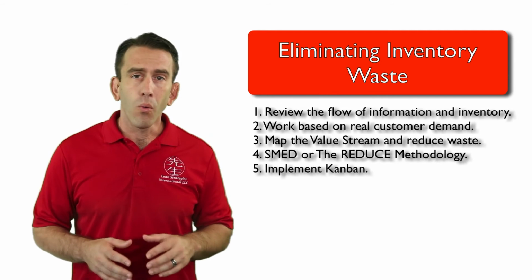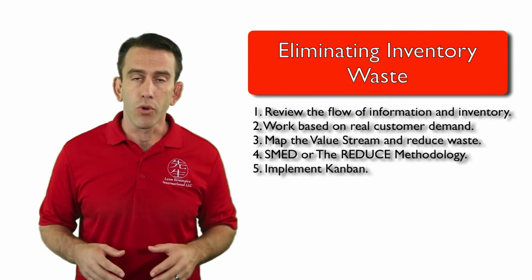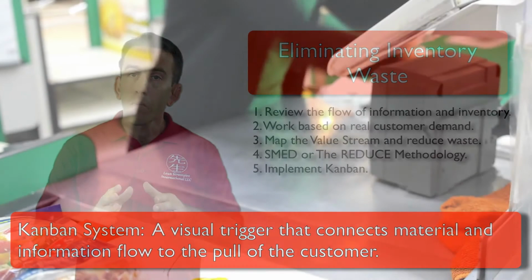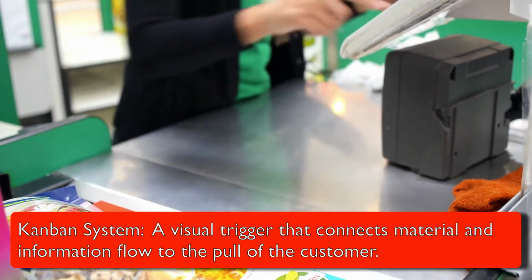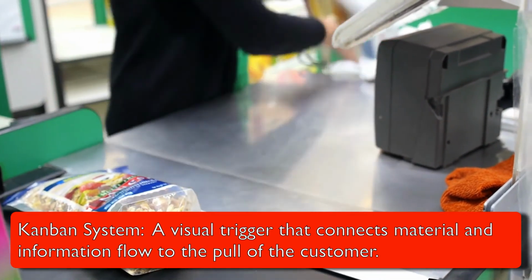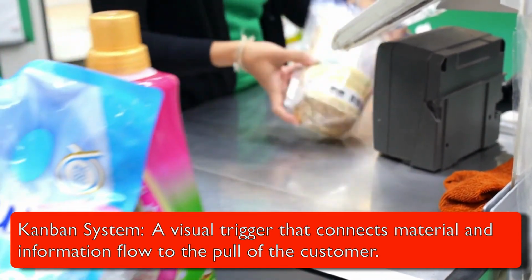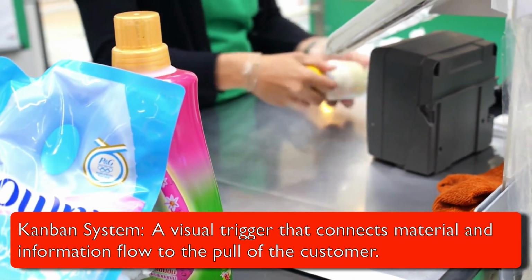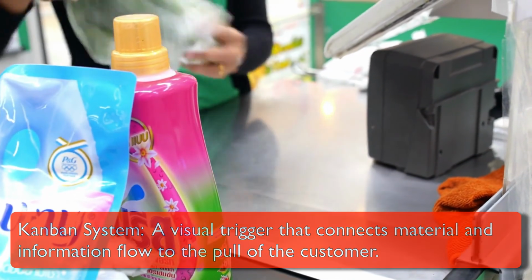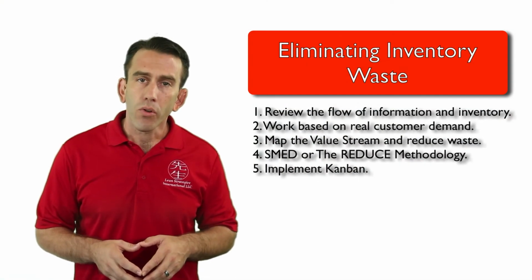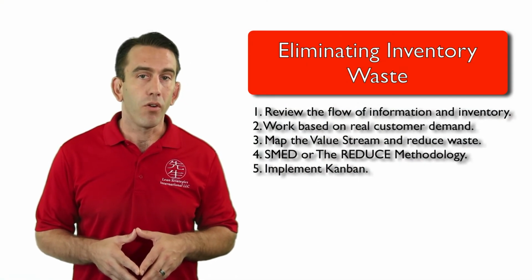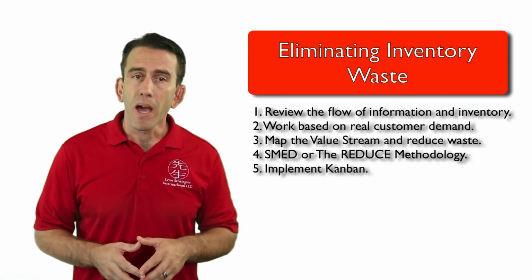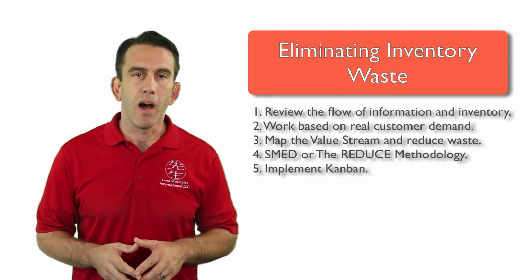The last tool we're going to mention in this module is Kanban. Kanban is a visual trigger that can be used to manage inventory. The Kanban system works off the pull of the customer, creating a more demand-driven enterprise, which results in lower inventory levels, less waiting, and better control of production amounts.